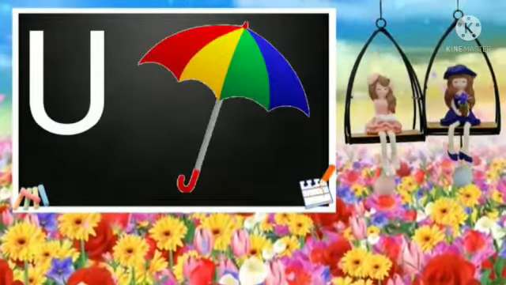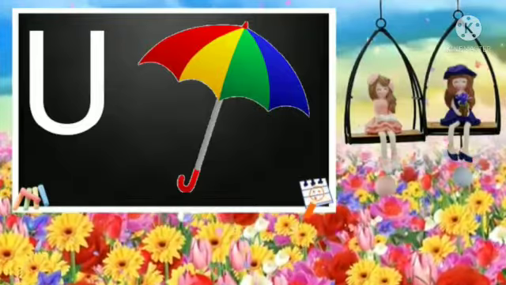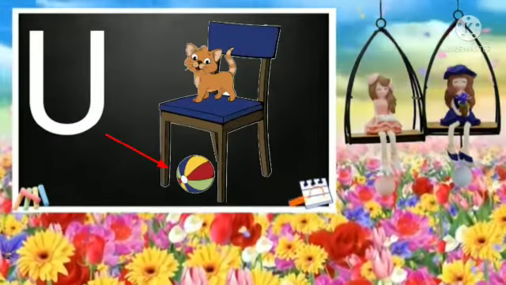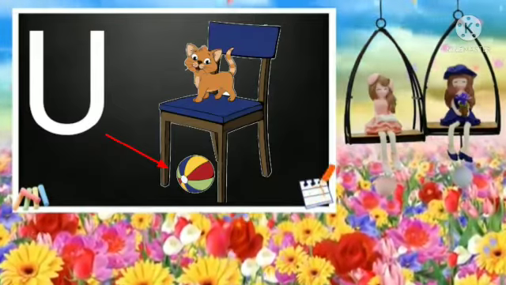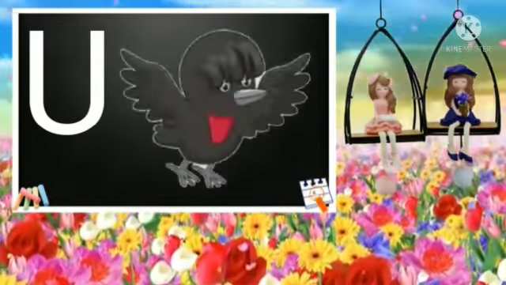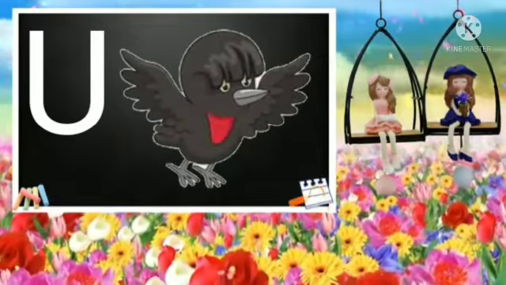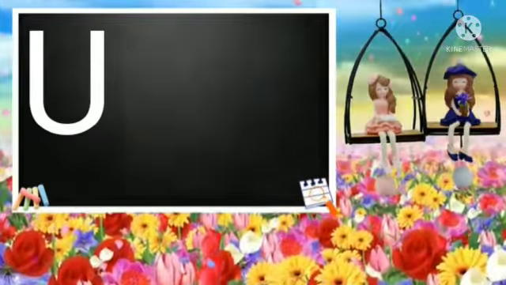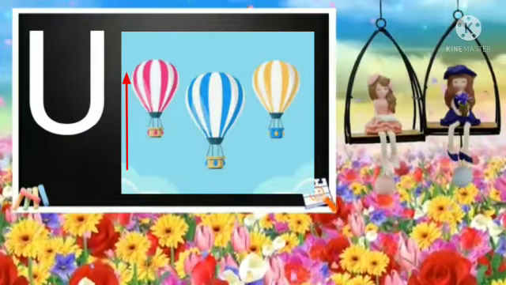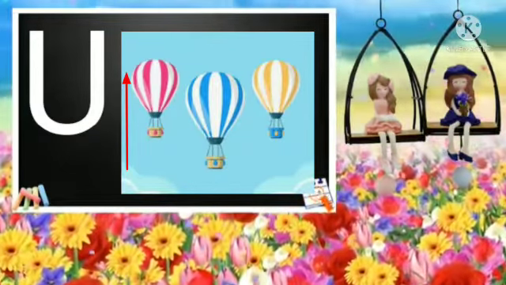U, uh, umbrella. U, uh, umbrella. Under. U, uh, under. See kids, the ball is under the chair. U, uh, umbrella bird. U, uh, umbrella bird. U, uh, up. See kids, here the hot air balloons are flying up in the sky.